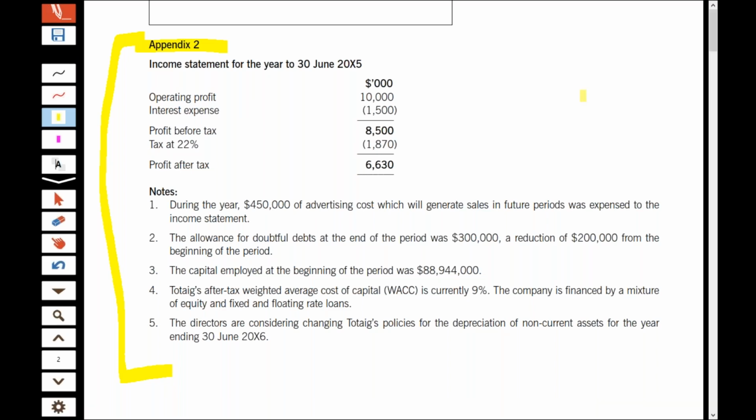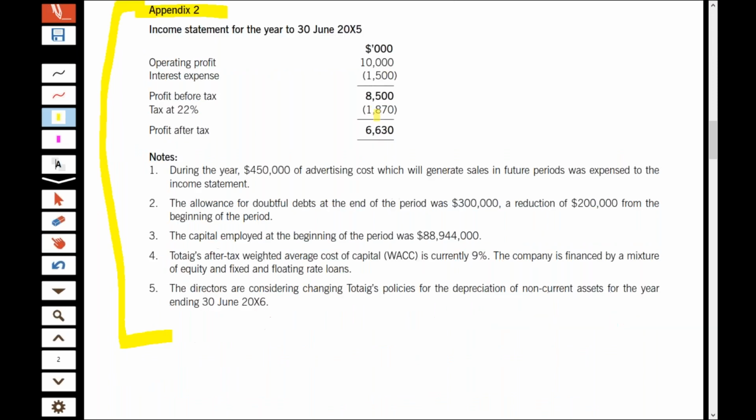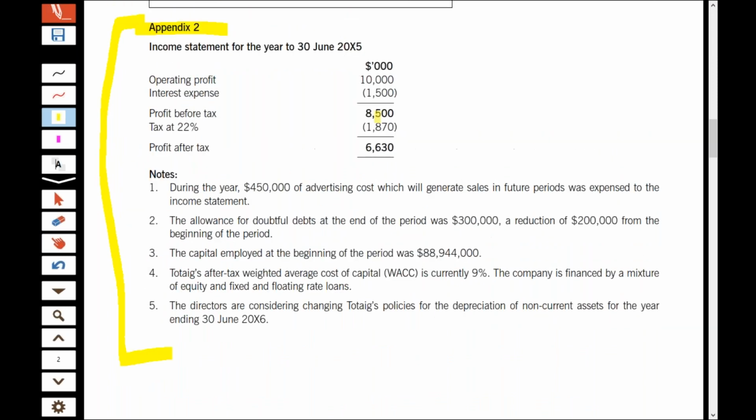Okay, now, if I calculate the economic value added, I've been given the operating profit, which is 10,000, the interest expense 1500, the profit before tax, the tax, and the profit after tax. Now the notes say that during the year 450,000 of advertising cost, which will generate sales in future periods, was expensed to the income statement. So if I try to calculate the NOPAT, I could do it like this.